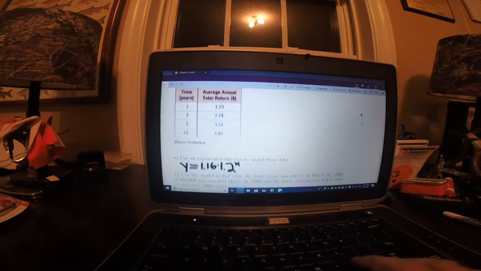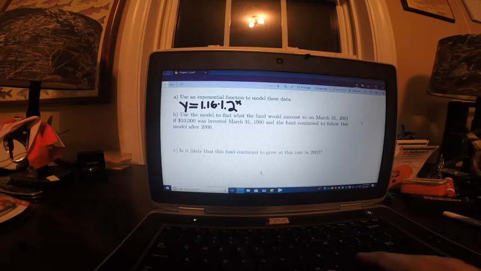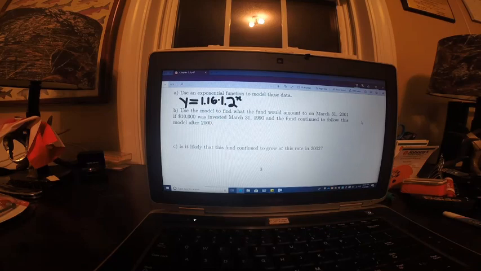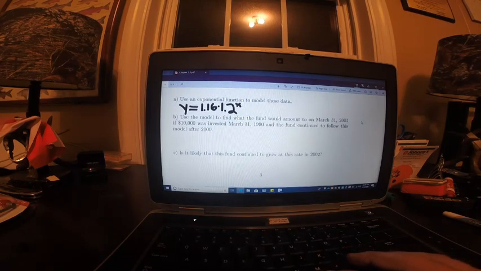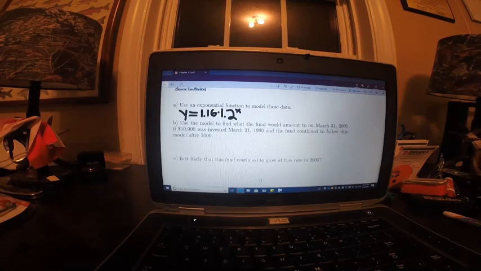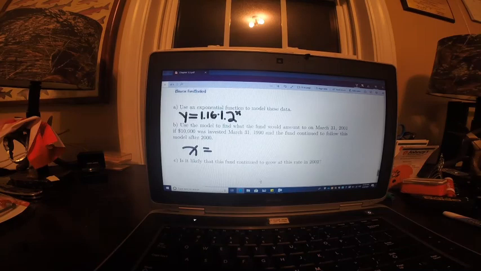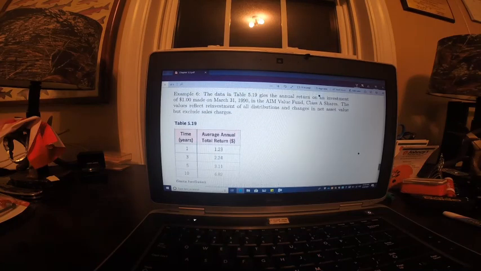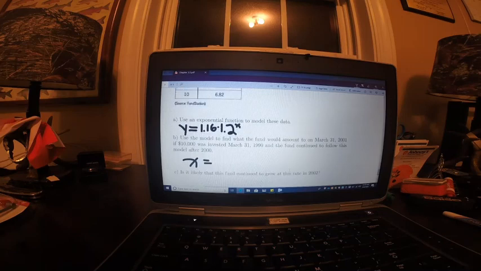Part B says use the model to find what the fund would amount to on March 31st, 2001 if $10,000 was invested March 31st, 1990, and the fund continued to follow the model after 2000. So 2001 is 11 years after 1990. So the X that we're going to use, because X is years after 1990, is 11. Now, that's not the answer, it's just the X we're going to use.